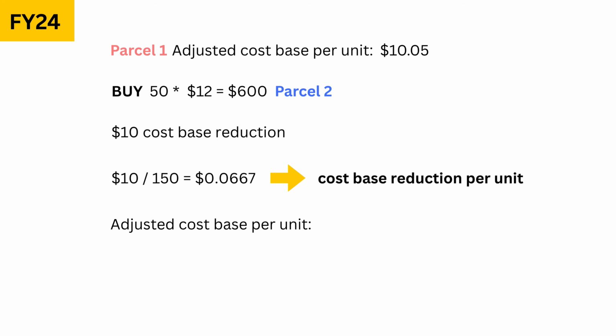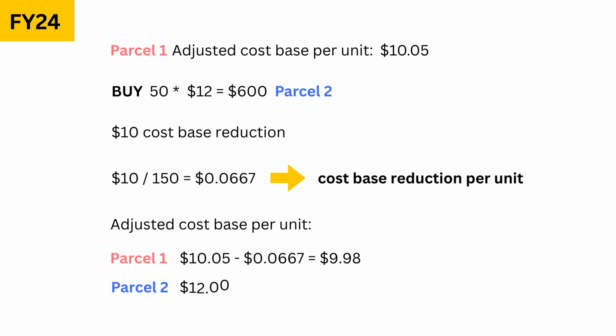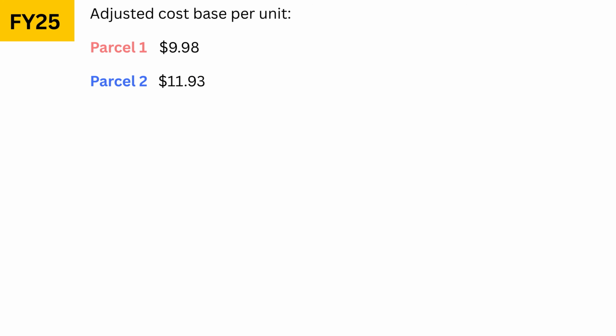The new cost base of parcel 1 becomes $9.98, and the new cost base of parcel 2 becomes $11.93. In April 2025, John sold 75 units of ETF XYZ at $13 each. Using the first-in, first-out method, he sold the first 75 units from parcel 1. At this point, the cost base for those units is $9.98 per unit based on prior year adjustments.